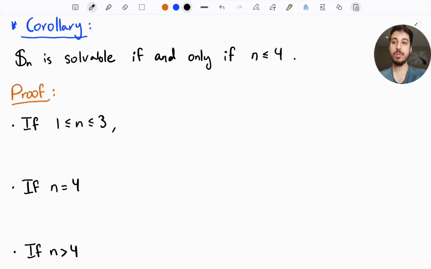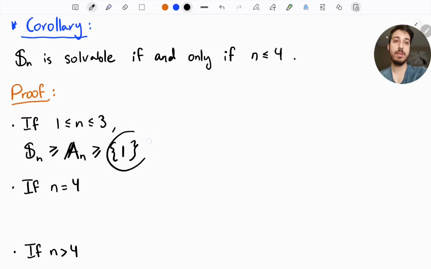If n is a number between 1 and 3, then the commutator subgroup of Sn, by the proposition, is equal to An. And if we take the commutator subgroup of An, we get the trivial subgroup. We have said that a group is solvable if after a finite sequence of iterations of taking the commutator subgroup, we eventually reach the trivial subgroup.